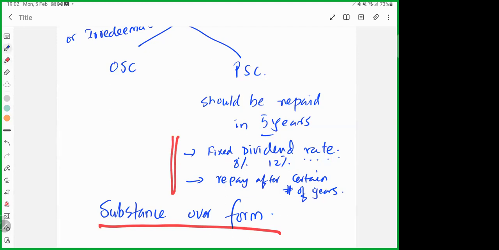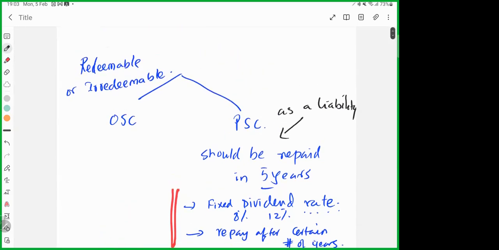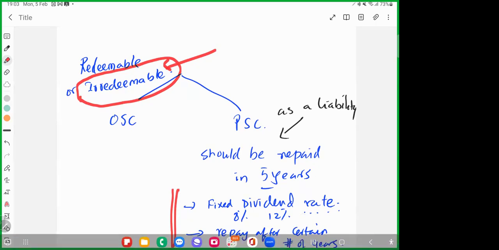You have to disclose this as a liability. But if that preference share capital satisfies the condition of being irredeemable, then it should go into equity. Understand me? Yes. So that's what they say.